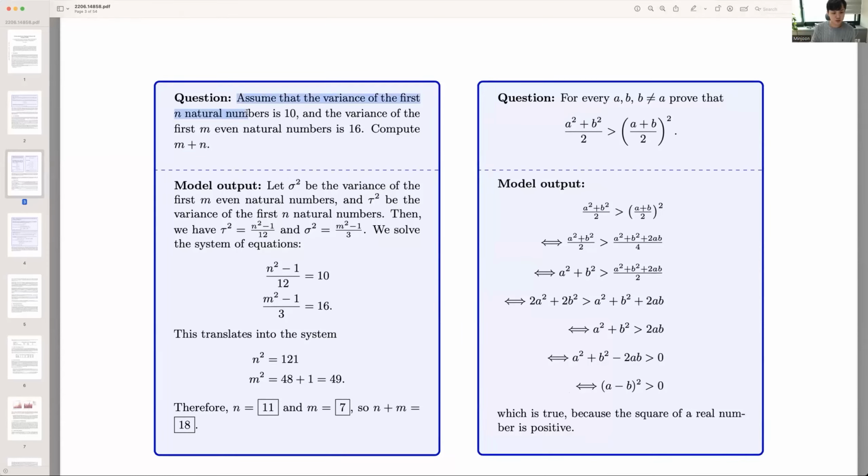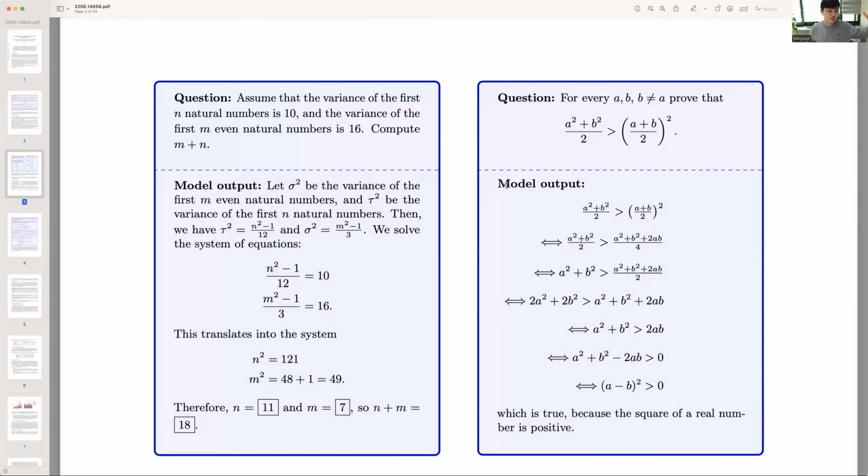If you think of this, you see it's not that easy, right? It's like high school or college level questions. How can you prove, for every a, b not equal to a, that this holds? And of course, this is a very well-known question. So if you just train on Wikipedia, then maybe the model is able to memorize this.